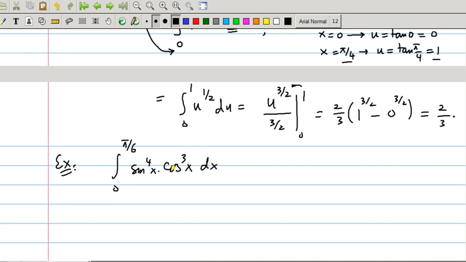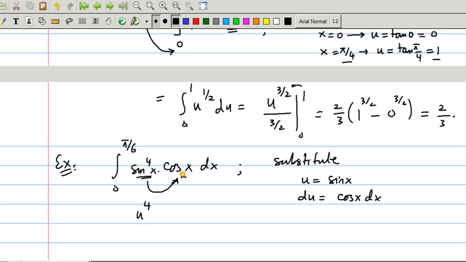You see, if this cube is not there, it's a very easy question. Why easy? Because I know that the derivative of sine is cosine, right? So I will just substitute u is equal to sine x, because if u is sine x, it becomes u to the power 4, and du will become cosine x dx. So this whole thing will become du. So it will become very easy.